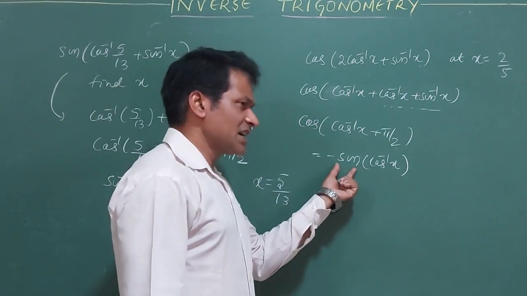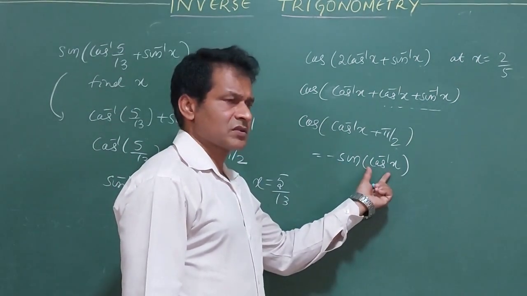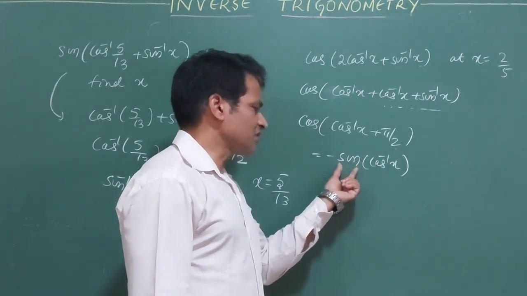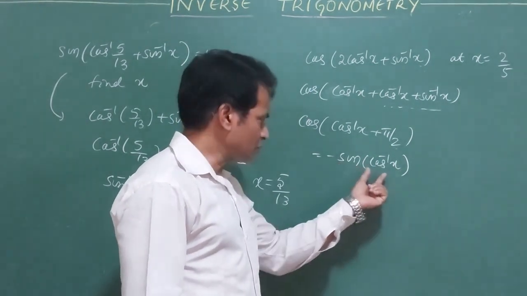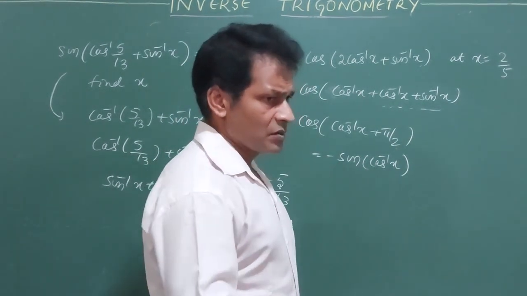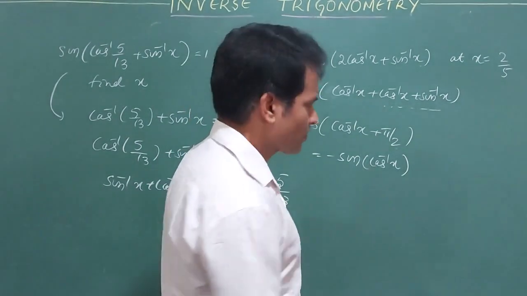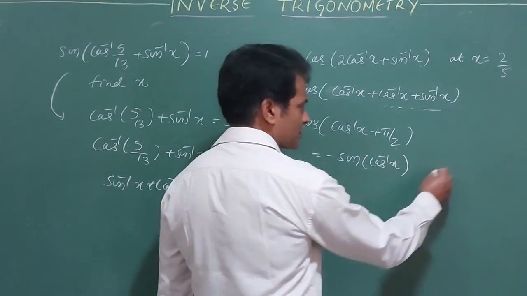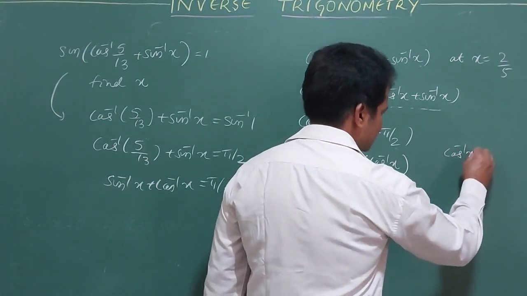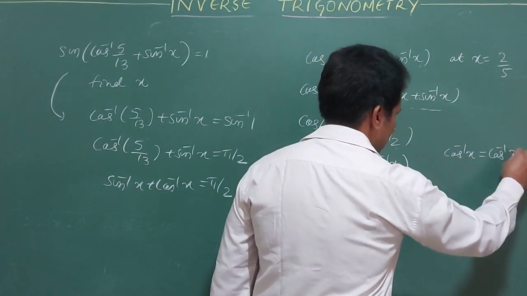What is outside? Outside is sin and the argument is cos inverse x. So both need to be the same. I cannot change it, so I have to change this one. How to change it? When it is cos inverse x, think about a right angle triangle. Cos is equal to base by hypotenuse. That means cos inverse x can be written as cos inverse of x by 1.